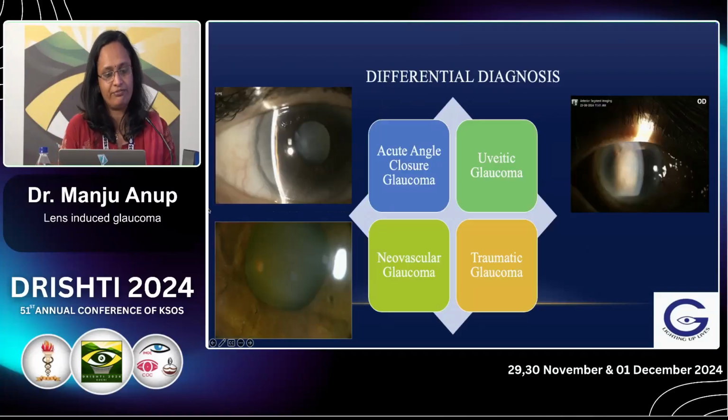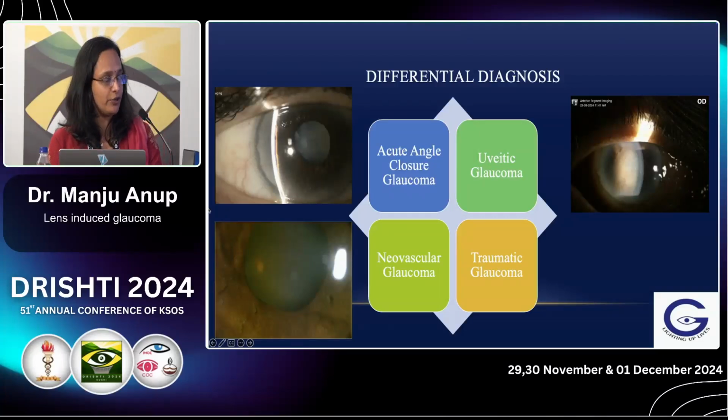What differentials do you have to keep in mind? One is acute angle closure glaucoma, where you have a shallow anterior chamber depth. In uveitic glaucoma, you will have other signs and features of uveitis, like KPs. In neovascular glaucoma, you will be able to see the new vessels. If it is chronic, you may be able to see ectropion uvea and sometimes hyphema. And traumatic glaucoma, madam has already explained.